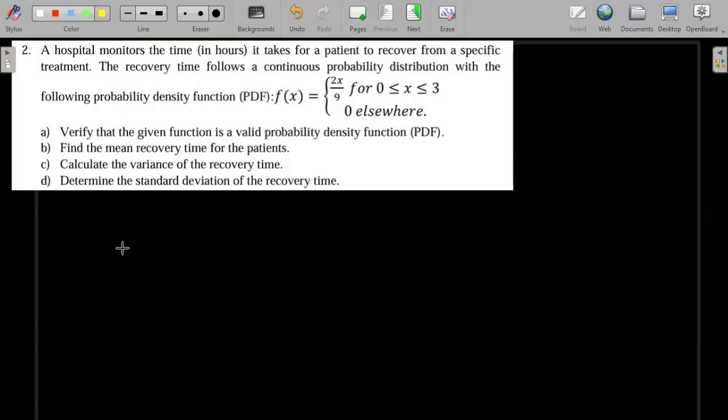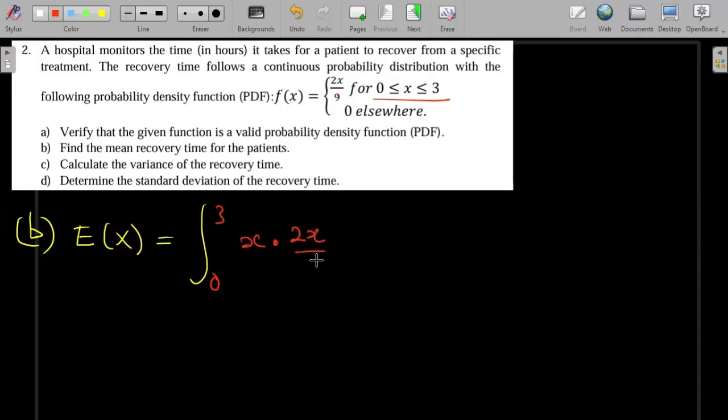Okay, so now let's look at B, where we're finding the mean. They're saying find the mean recovery time for the patient. The mean is the same as the expected value or the average. So the expected value of x, which is the same as the mean, is equal to the integral over the interval you've been given, 0 to 3, of x, and then you multiply by the function. The function is 2x over 9.